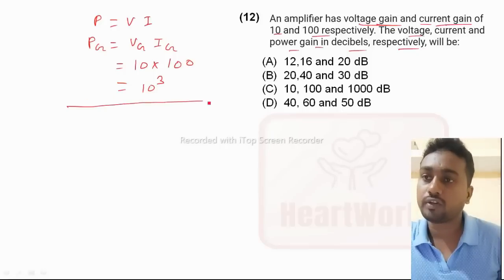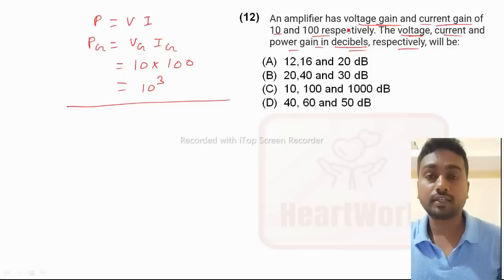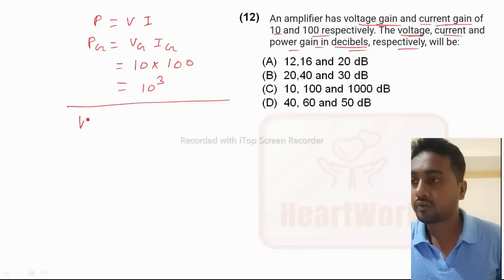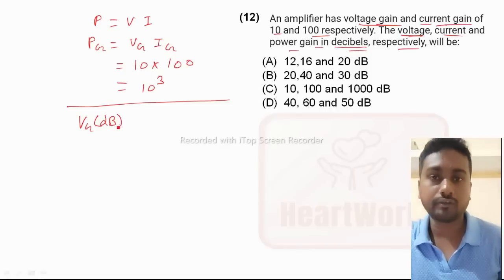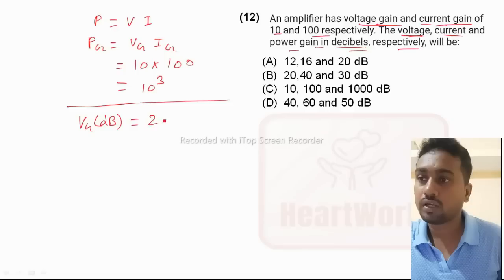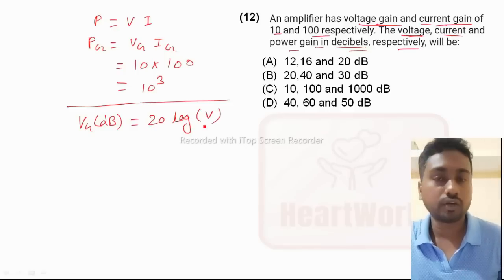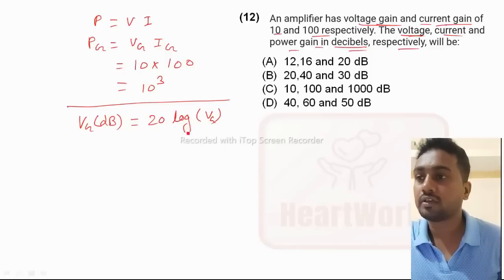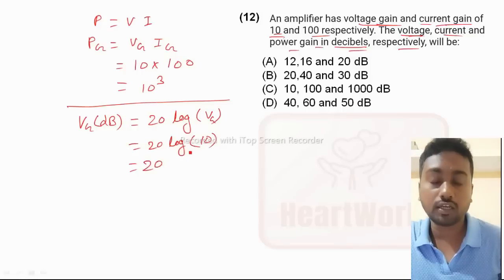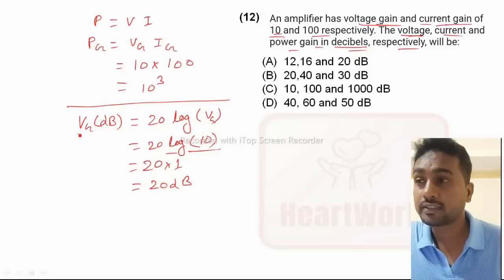Now we have to find the voltage gain and current gain in decibels, so we have to convert these gains into decibels. For voltage gain, if we want to convert to dB, we use 20 log V, that is 20 log of the voltage gain. The voltage gain is given as 10, so 20 log 10. The value of log 10 is 1, so 20 into 1 equals 20 dB. This is the voltage gain in decibels.